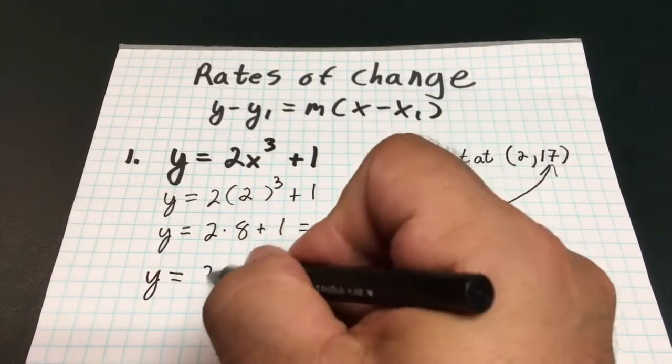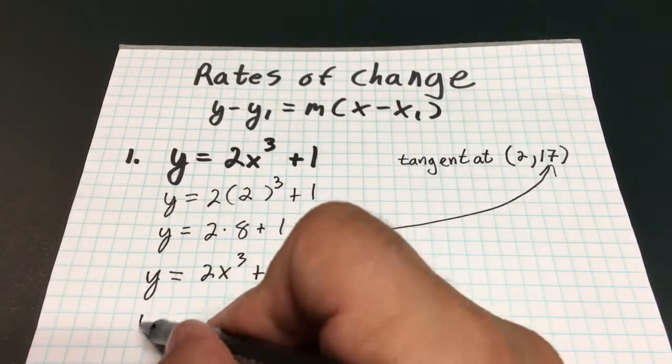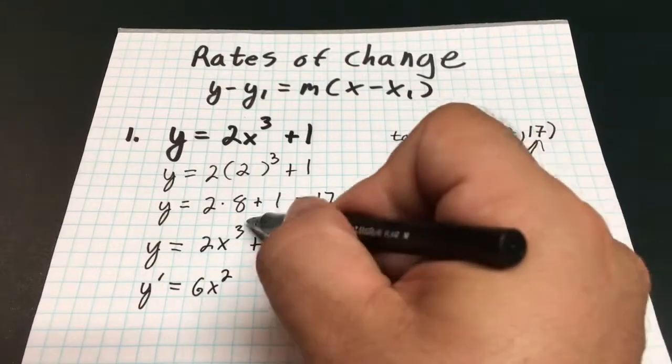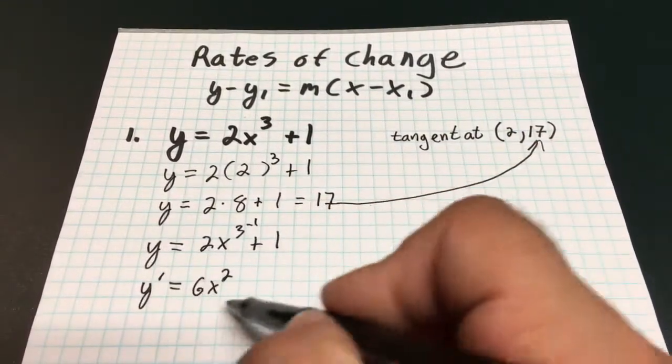So what the process is to find the slope is you take the derivative of this. The derivative is not that tough. It's going to be 6x squared. Don't forget to subtract 1 from the exponent. And the derivative of 1 is 0. So my derivative of that equation is just 6x squared.